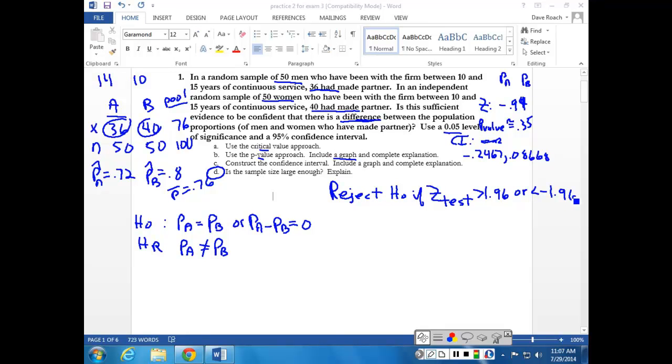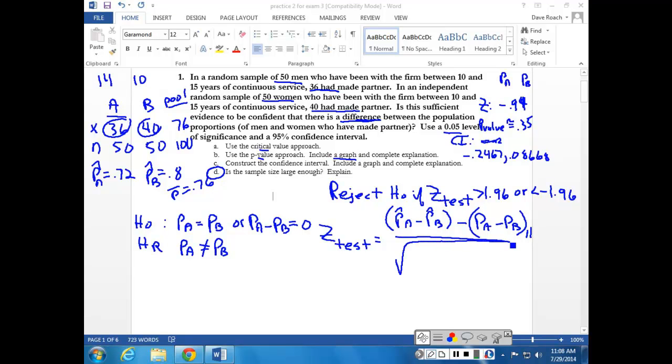And then we'll just calculate. Z-test is equal to the statistic P hat A minus P hat B minus the hypothesized parameter, which is, again, always going to be 0 in the problems that we work, divided by the square root of, and remember there are two formulas for standard error when you're dealing with proportions or the difference between proportions. And this one's P bar Q bar times 1 over NA plus 1 over NB.